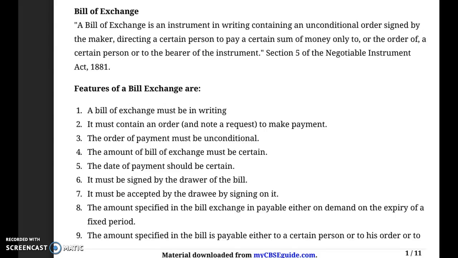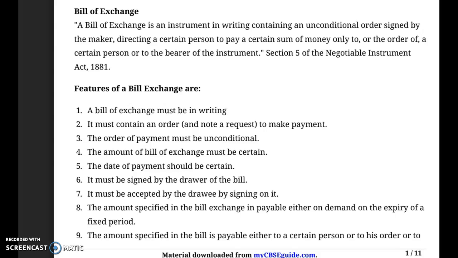Now, it must contain an order and not a request to make payment. Note, N-O-T, it is not. It must contain an order, not a request to make payment. What it contains is that the seller gives an order to make the payment directly to him or as per his instructions to anyone. I will discuss this point later on.